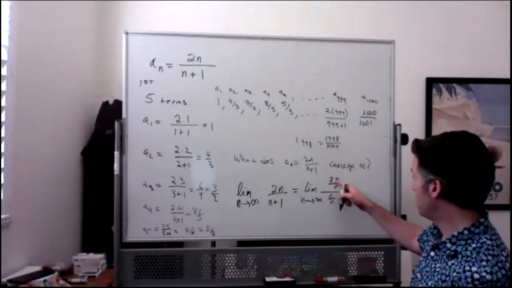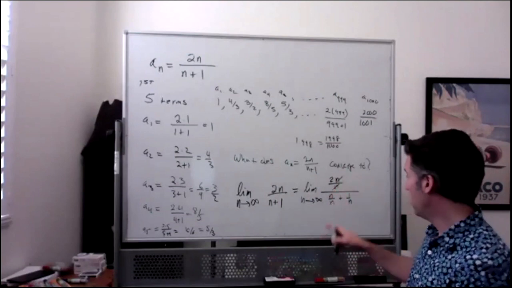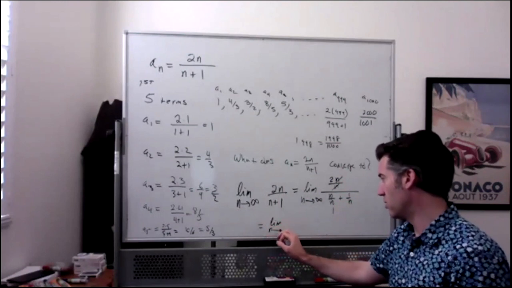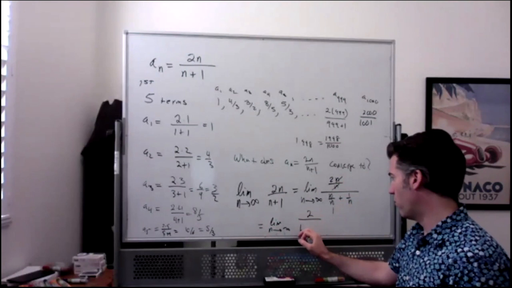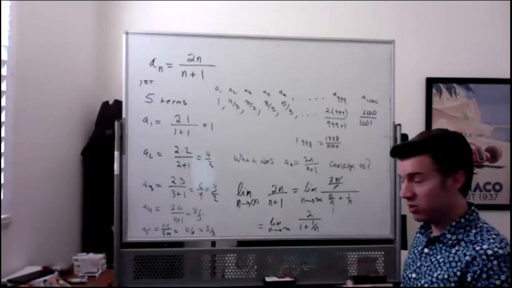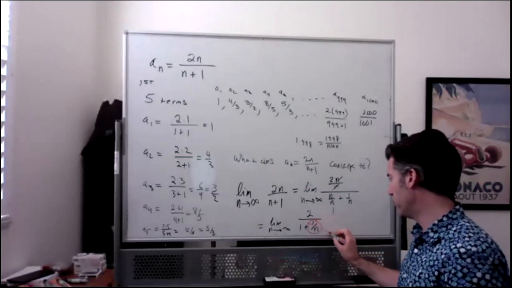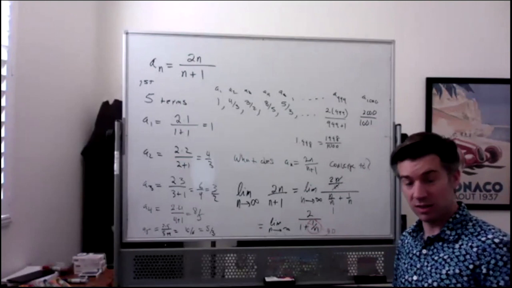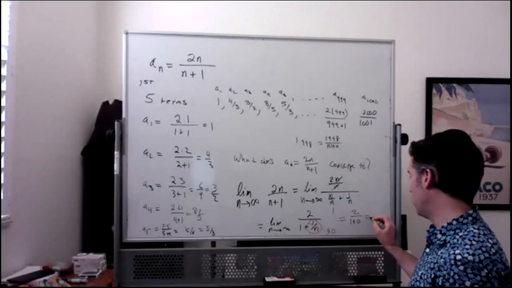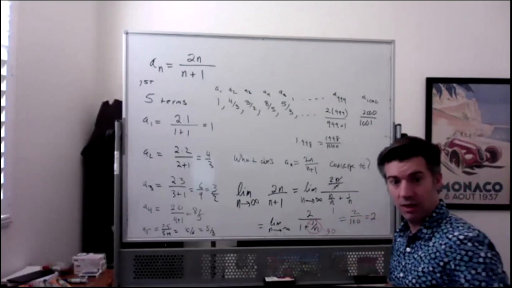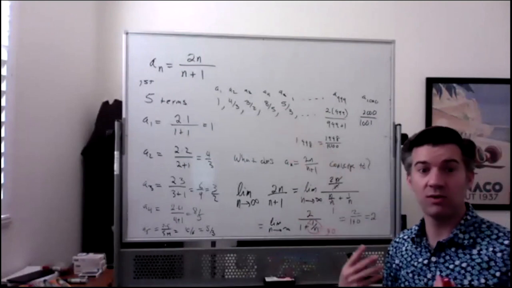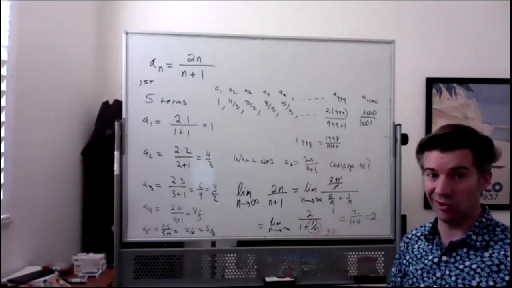And then these simplify. 2n over n is just 2. n over n is just 1. So this is the limit as n goes to infinity of 2 over 1 plus 1 over n. As n gets really, really large, 1 over n gets really, really small. It goes to 0. So this limit is equal to 2 over 1 plus 0, which is just 2. So the limit of this sequence is 2. Those terms get closer and closer to 2 as n gets larger and larger.